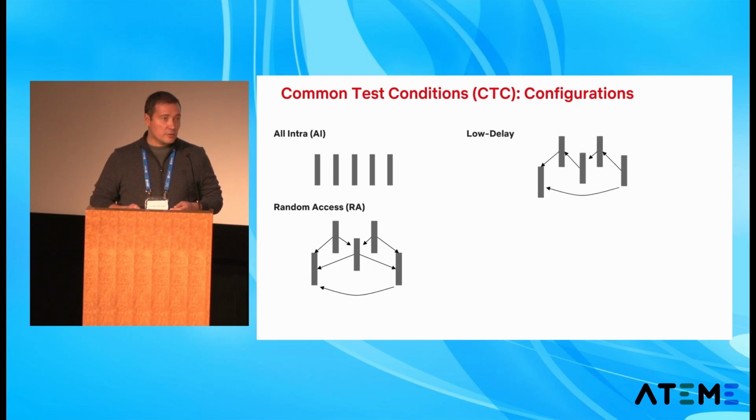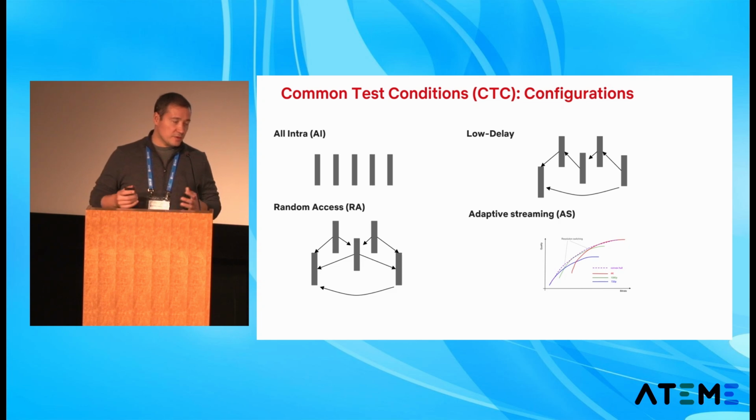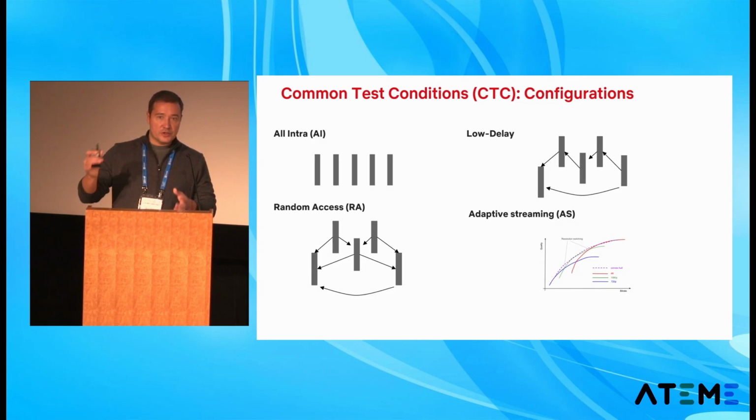The low delay configuration, so one intra frame or key frame followed by the encoded frames without reordering, and the adaptive streaming, which is basically similar to the random access, but you build the convex hull for the 4K sequences based on the original sequences and the downsampled ones.